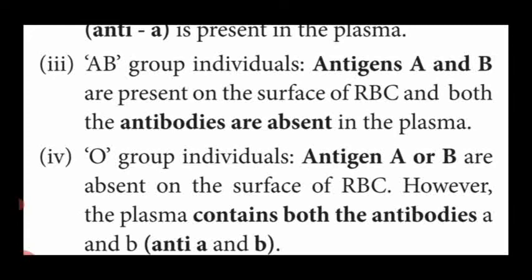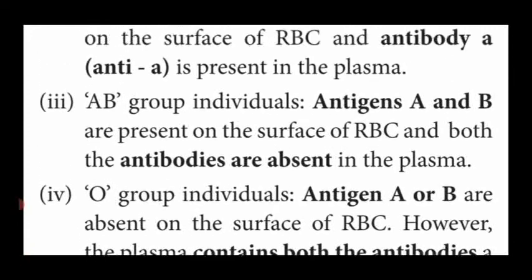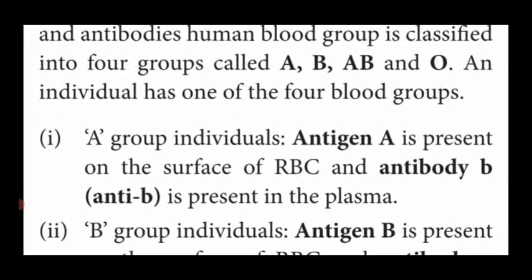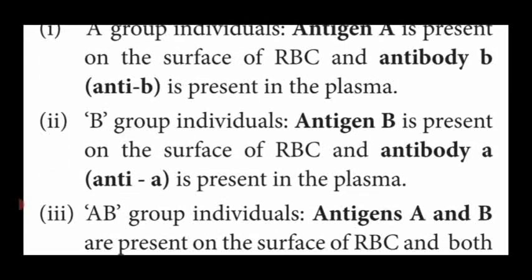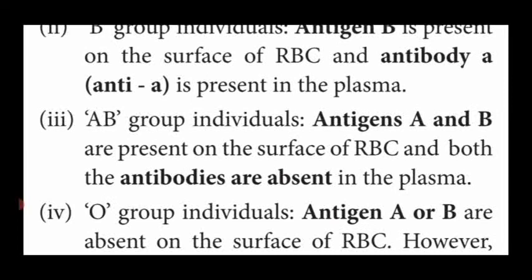That is the O group. Dear students, see the differentiation of the blood group. A means antigen A on the outer surface, inner side antibody B. B blood group means antigen B on the outer surface, inner side antibody A. Then AB blood group means antigen A and B are present on the outer membrane, but antibodies are absent in the plasma.